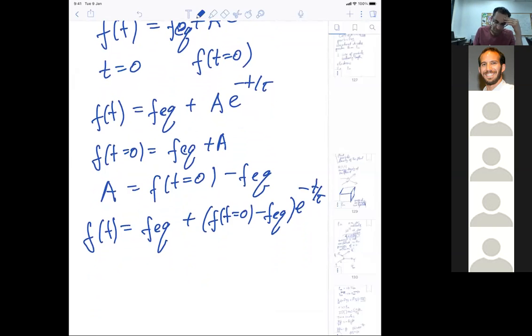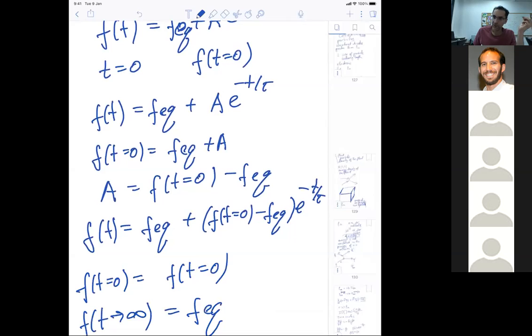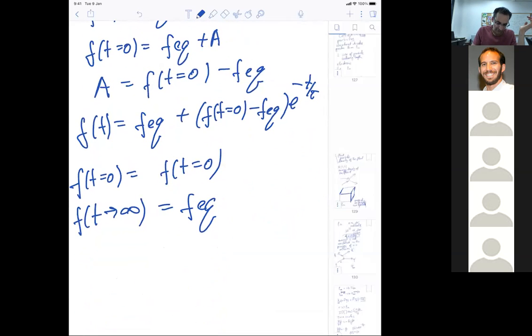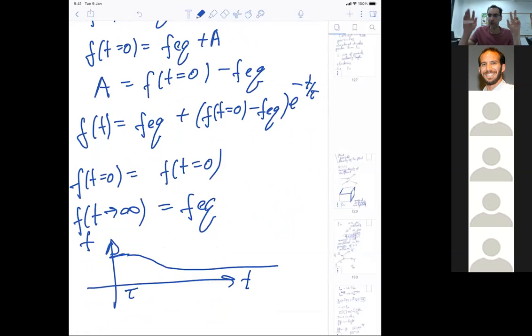Such that for t equals 0, we are getting that it's equal to f of t equals 0, whatever it is. And for t going to infinity, this thing approaches f equilibrium. So we start with a function f, which is whatever, and then at a scale tau, this typical scale tau, it approaches the equilibrium solution.